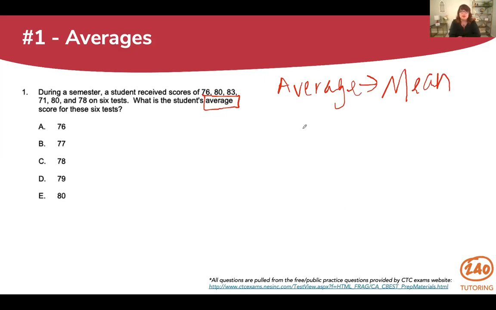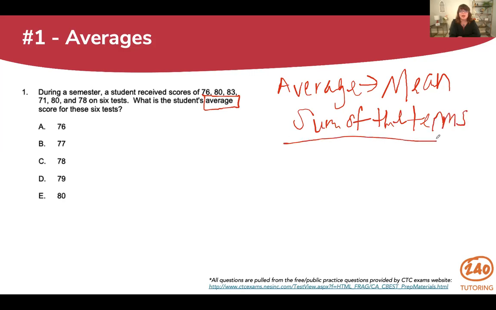For both of these, the way you find this is the sum of the terms divided by the number of terms. And my pen is really lagging today. I'm going to try to reset that here in just a second. Okay, so the sum of the terms divided by the number of terms.